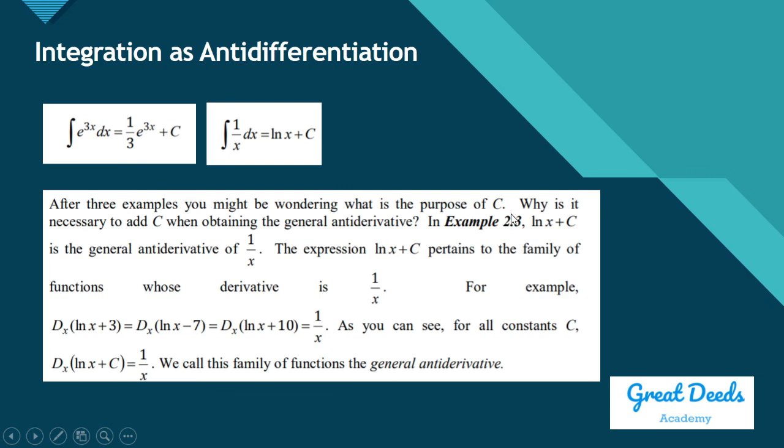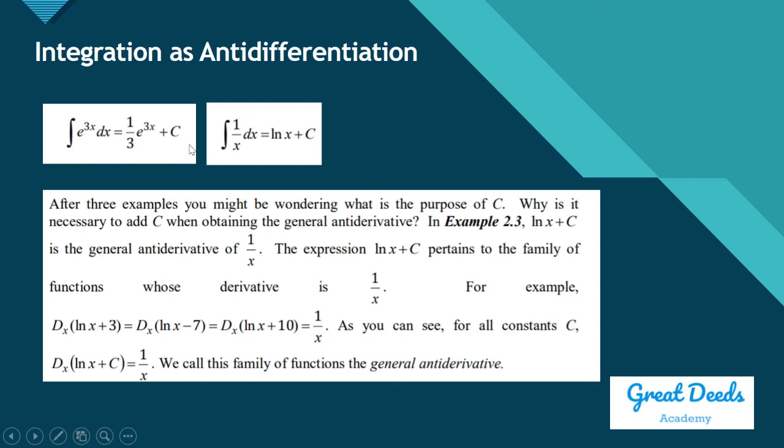By the way, why do we always add c? When you are obtaining the general antiderivative, that is what you call it, you always add c. Why so? Because, look at this. If we get the derivative of this with respect to x, it's going to be 1/3 times e to the 3x times 3. 3 divided by 3 is 1.